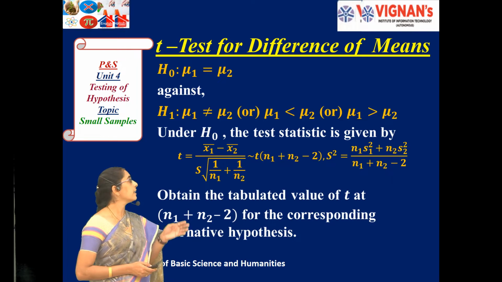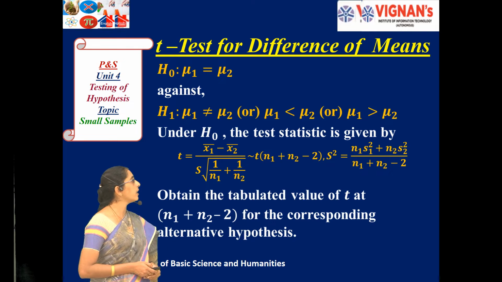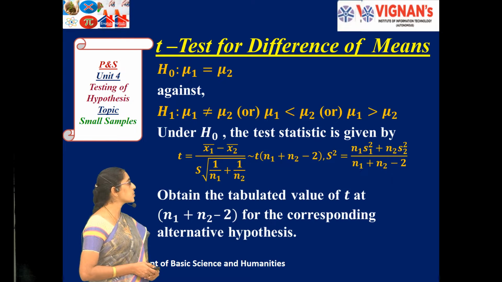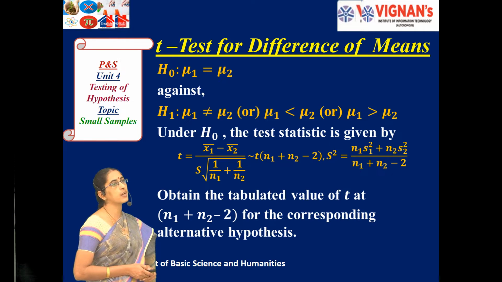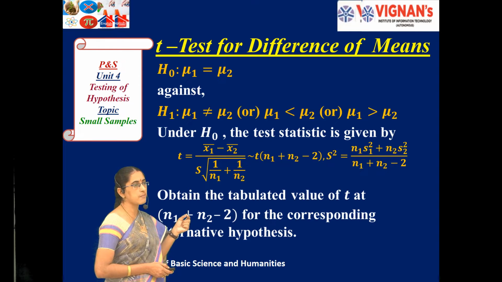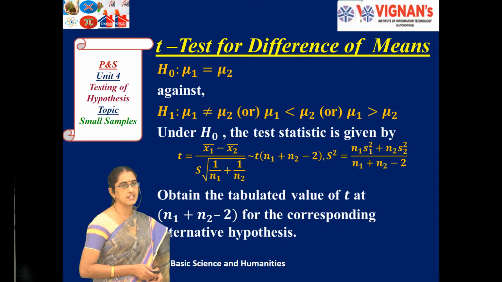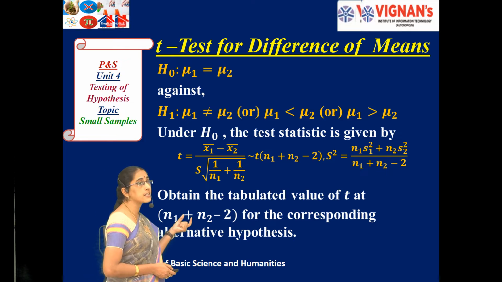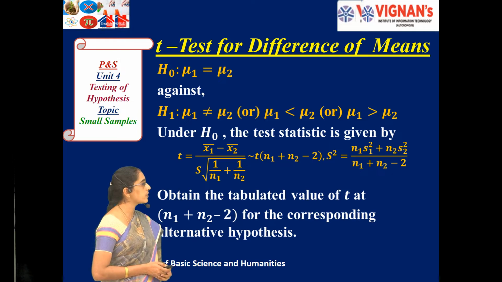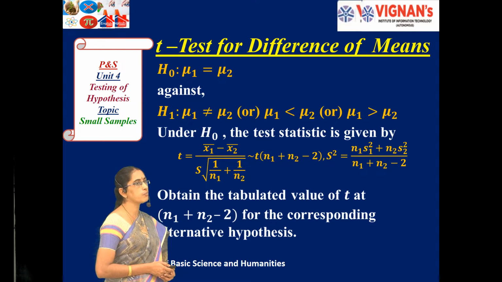greater than. Then the test statistic is given by the formula x1 bar minus x2 bar divided by capital S into square root of 1 by n1 plus 1 by n2. So x1 bar is the mean of the first sample and x2 bar is the mean of the second sample, and capital S is estimated by the formula square root of n1 into small s1 square plus n2 into small s2 square by n1 plus n2 minus 2.